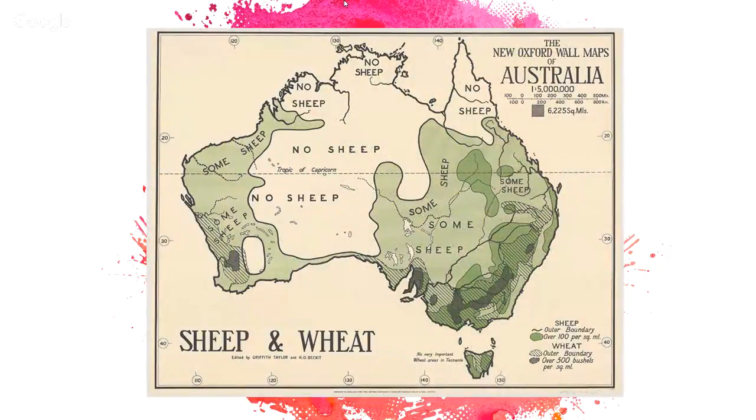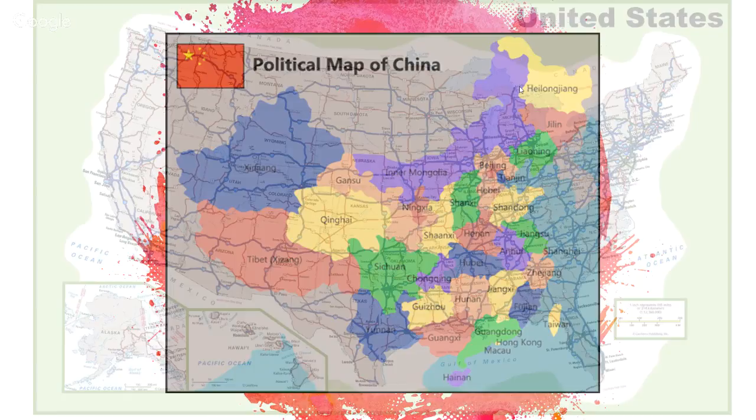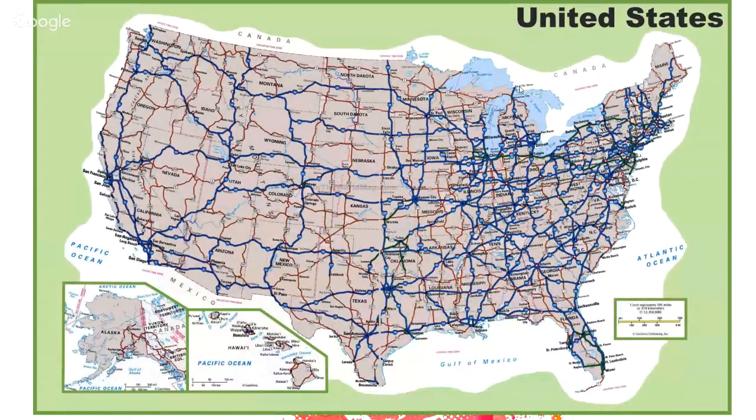So this is a distribution map. This is an old map of Australia where apparently there are some sheep, and we can also see where wheat lies. Here's a political map of China, so we can see the different areas. This is just your normal navigation map. Here are most of the major highways in the United States.